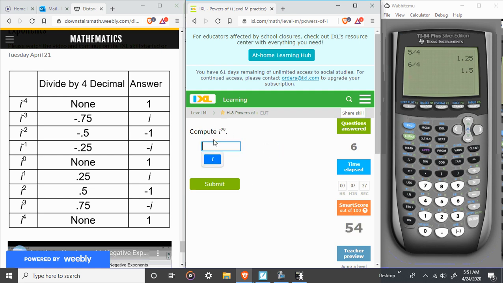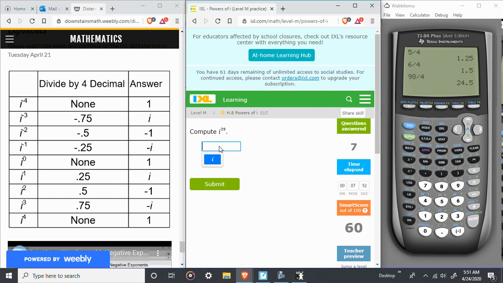Again, i to the 98th power. Now this is where it gets a little bit tricky, because how many times is 4 going into 98? 98 divided by 4 is 24 and a half, which means we have a remainder of 2. So 0.5, I go over here to my little chart, and that tells me my answer is going to be negative 1.